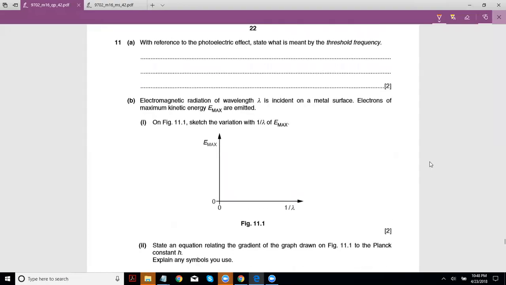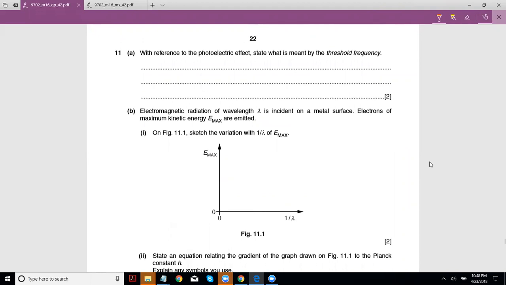Okay, so let's finish it off in this one. With reference to the photoelectric effect, state what is meant by threshold frequency. It is the minimum frequency required before we can observe any emitted electrons. It is the minimum frequency of electromagnetic radiation required before any emitted electrons can be observed, for the photoelectric effect to happen.